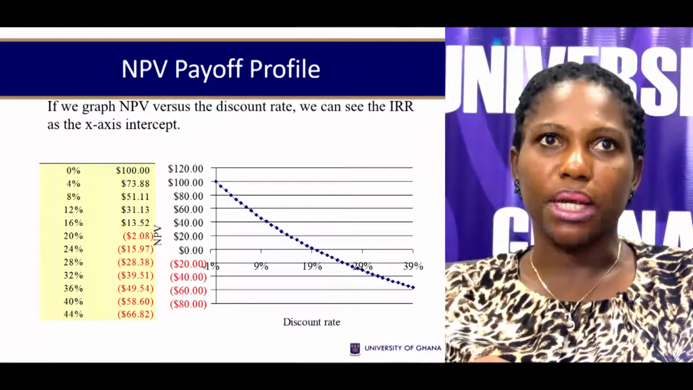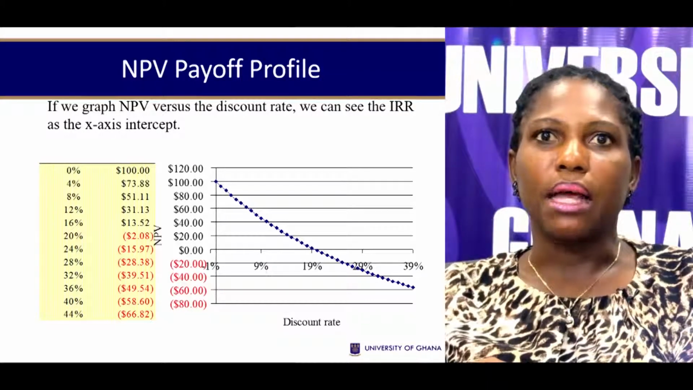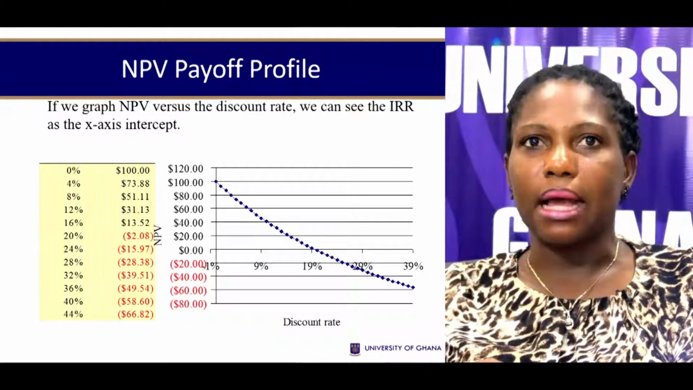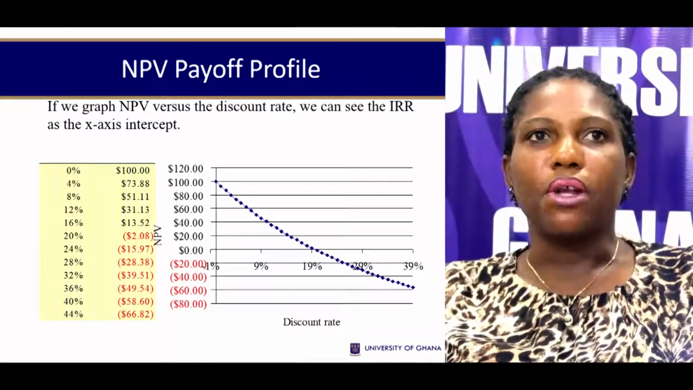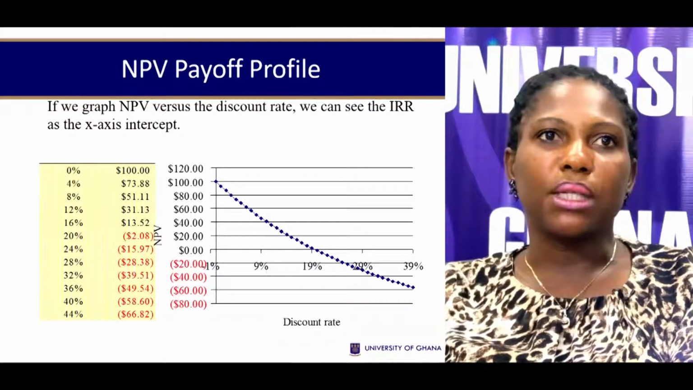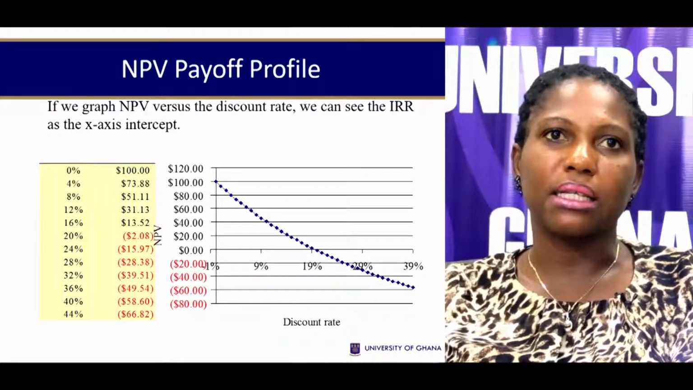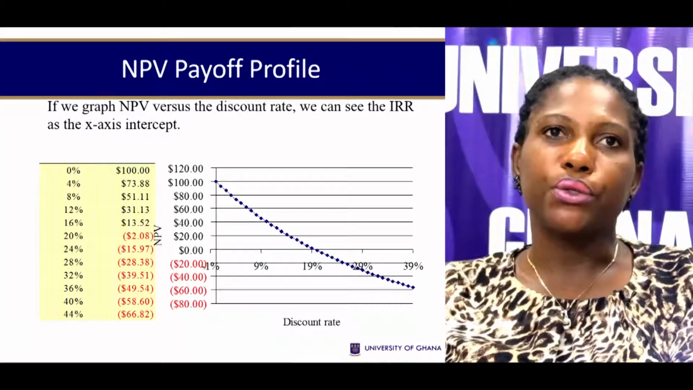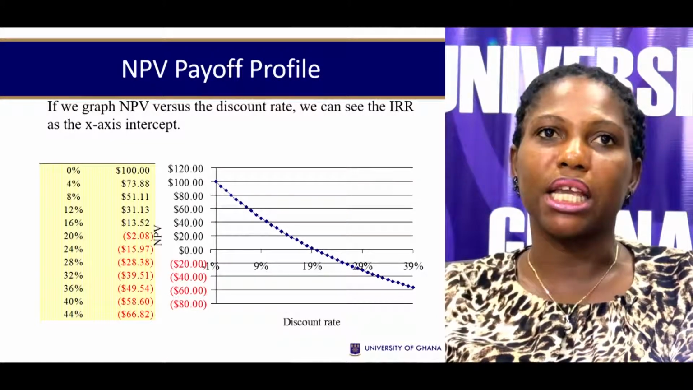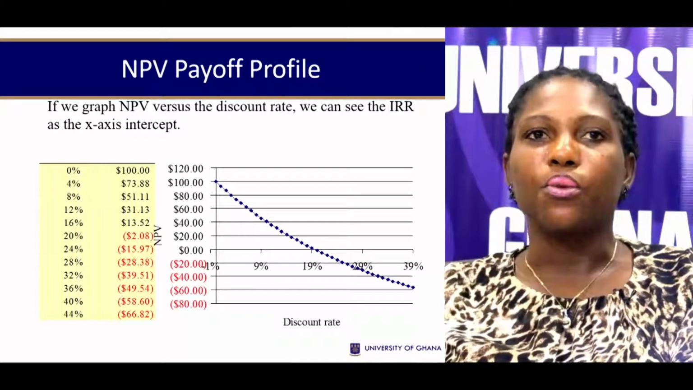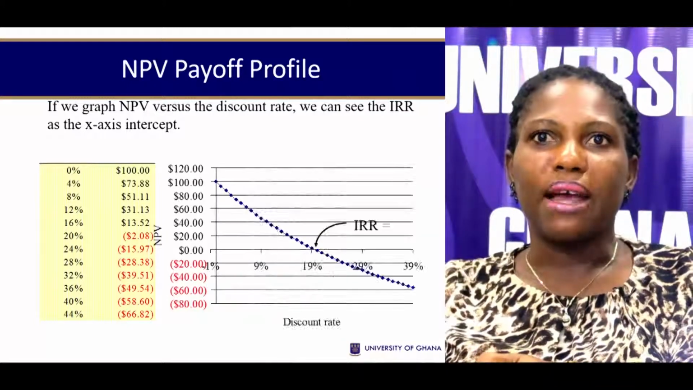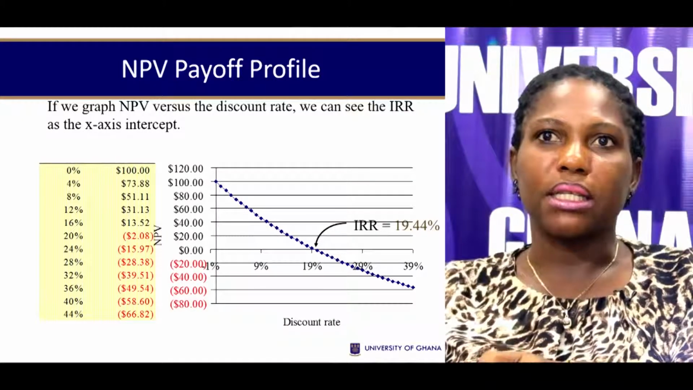Now, let's look at a profile which graphs the NPV of a project versus the discount rate. We can see that the IRR is at the point where the curve crosses the x-axis. If you look at the left side of the graph, it means that somewhere between 16% and 20% we transition from positive NPV to negative NPV, meaning that somewhere in there we have the zero NPV, which is the break-even point, and beyond that we have negative NPV. Going further, therefore, the IRR is approximated as what?